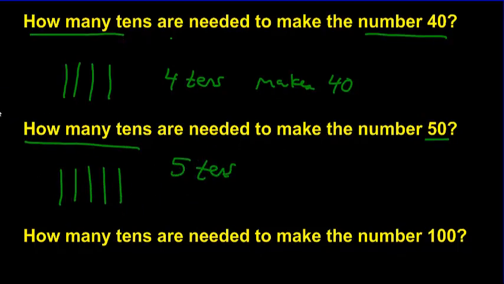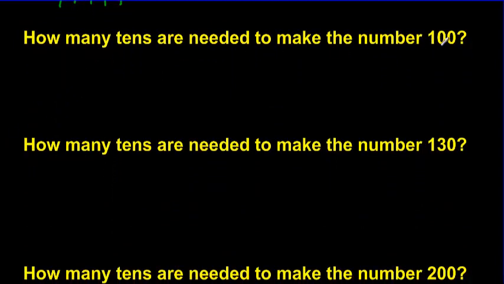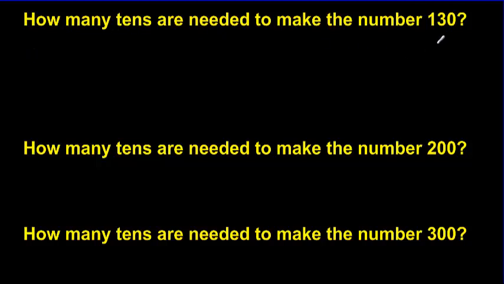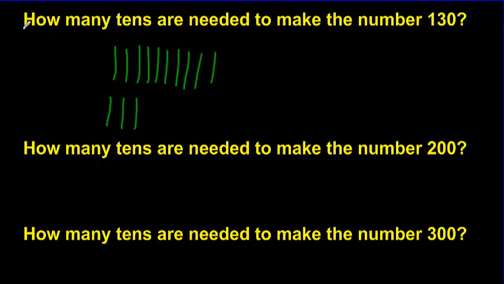How many tens are needed to make the number 100? Well, let's see. I have 1 ten, 2 tens, 3, 4, 5, 6, 7, 8, 9, 10 tens makes 100. So I need 10 tens. How many tens are needed to make 130? Well, look. 10 tens makes 100. I need to make 130. So I'm going to make 110, 120, 130. How many tens? Well, I have 10 tens, 11, 12, 13 tens.